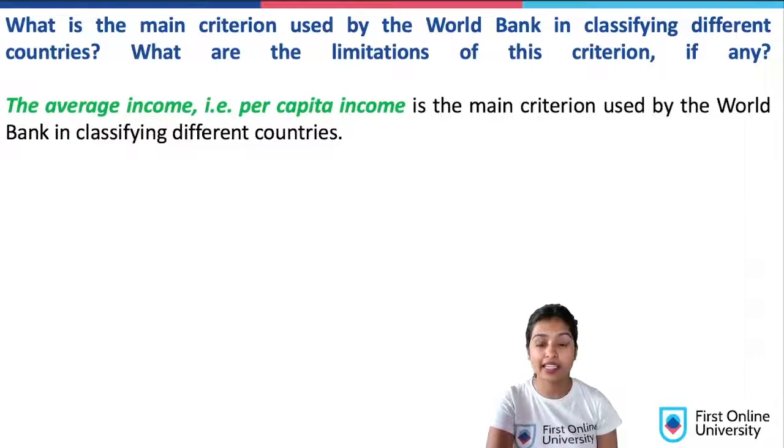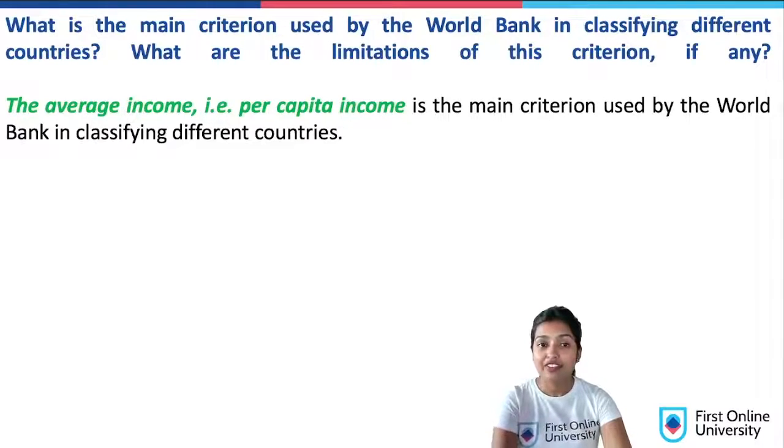What is the main criteria used by the World Bank in classifying different countries? What are the limitations of this criteria, if any? Please name the same. So let us answer this. The average income, that is per capita income, is the main criteria that is used by the World Bank to classify different countries as developed and underdeveloped countries.